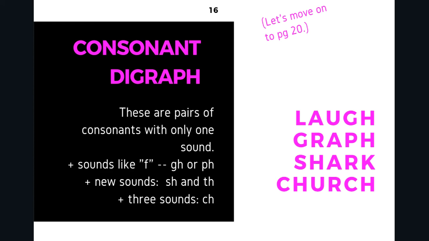So SH, sh is the sound that's produced. It doesn't sound like an S and it doesn't sound like an H. It's a completely new sound, sh. Same thing with TH, the, right? And then CH has three sounds. So it can be like a cha, it can be like a ka, and it can sometimes be like a sha, right? All right, so for example, laugh, graph, the SH in shark, the CH, both CHs in church, right?